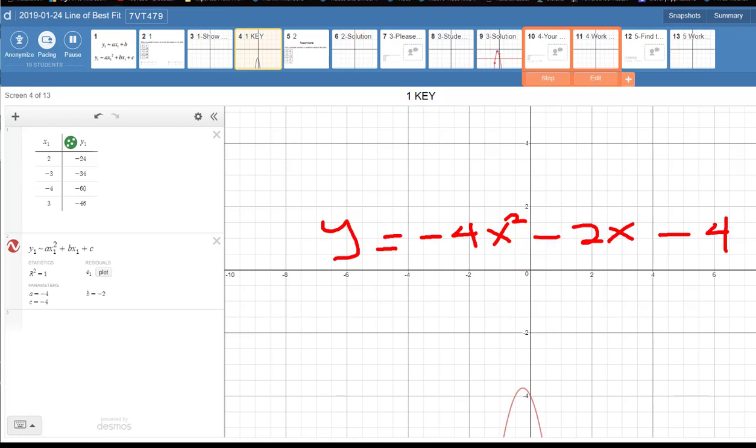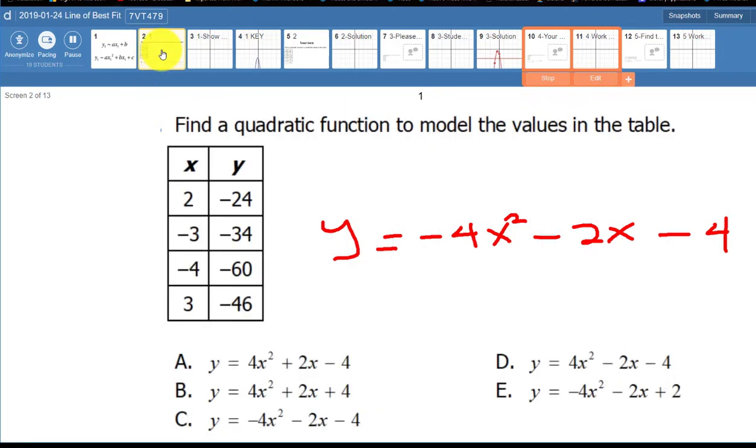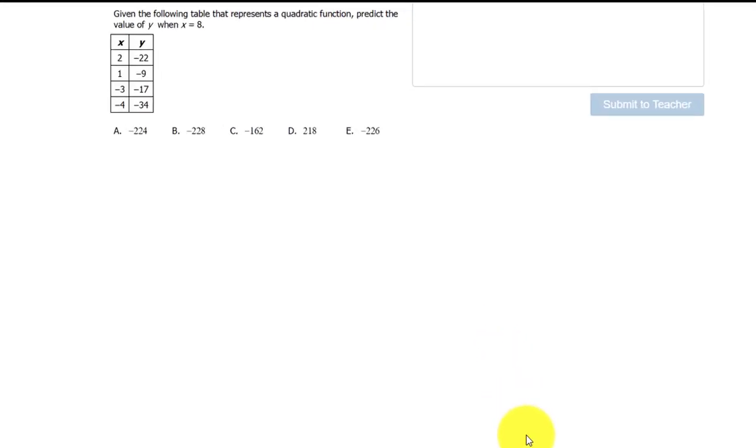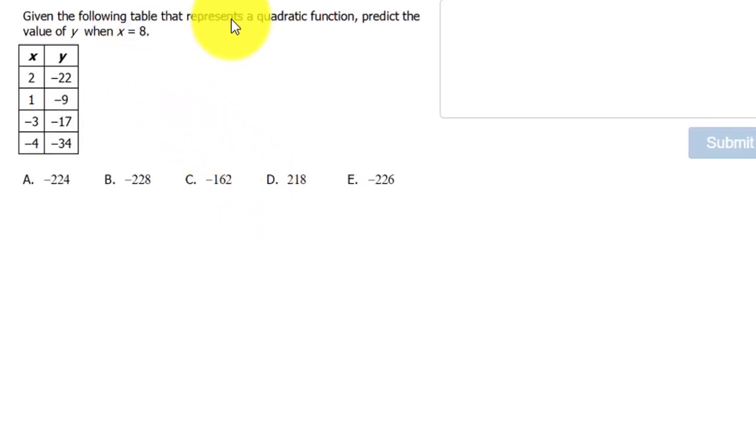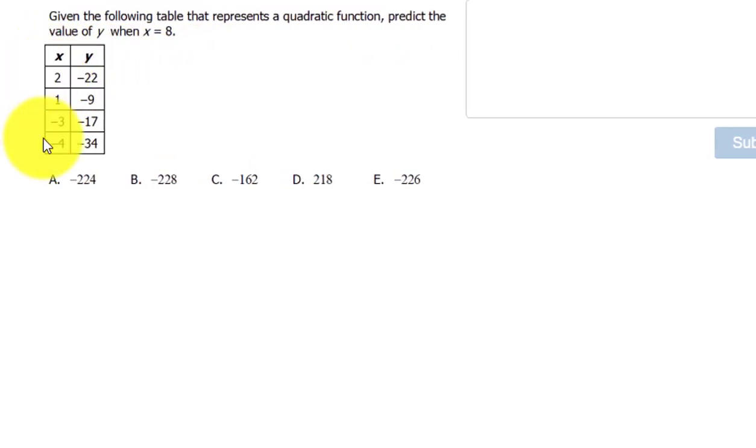So if you go back to the problem, the correct answer should be option letter C. Alright, for the next question, we are tasked to predict the value of y when x equals 8. So we have here a table that represents a quadratic function. So we need to find the value of y when x equals 8.